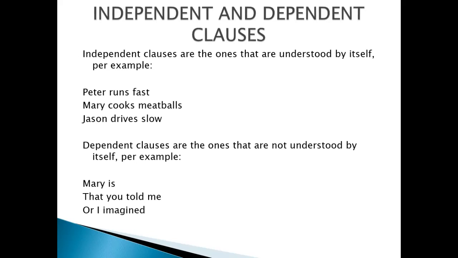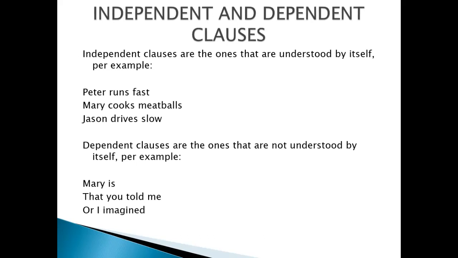The dependent clauses are the ones that are not understood by itself. Why? Because they need more information. Either we need an independent clause or we need more information to understand what is stated in these sentences. For example, Mary is. That you told me, or I imagined. As you can see, we don't understand these clauses, but they are clauses.